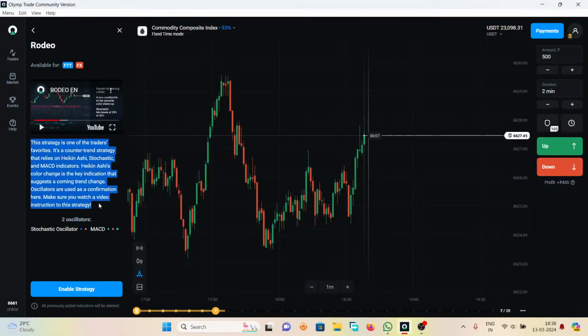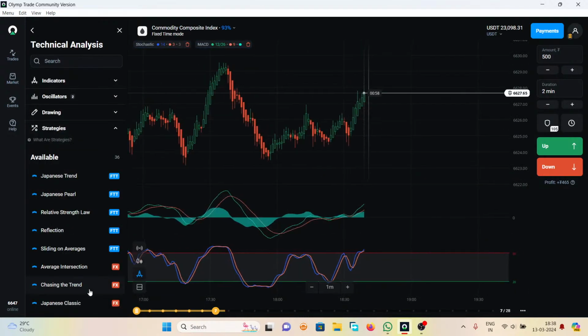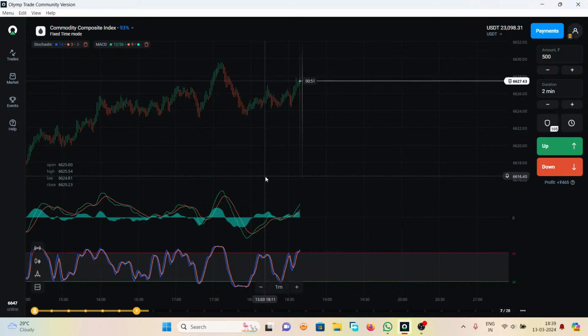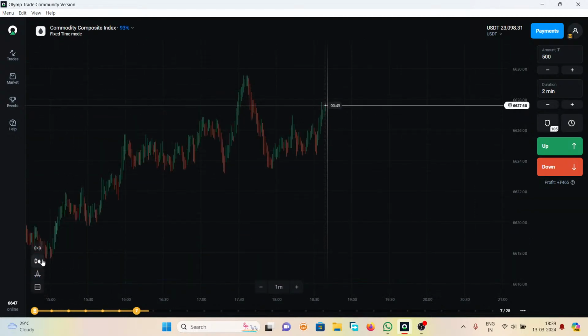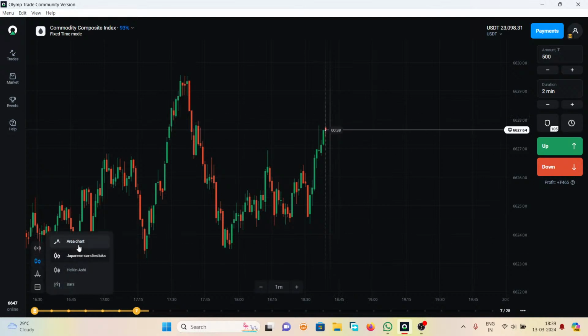There are basics below the Rodio video, and these are the components I need to enable the strategy. Once I enable the strategy, it is going to be set on my account automatically. There are no changes which I need to do manually. But if you don't have expert status, then just change things as I'm saying now. First of all, you need to go to the candlestick section. You need to change the candlestick from Japanese to Heiken Ashi.